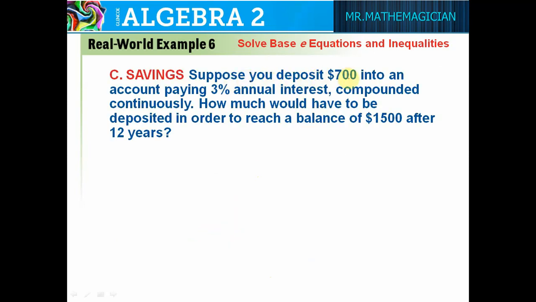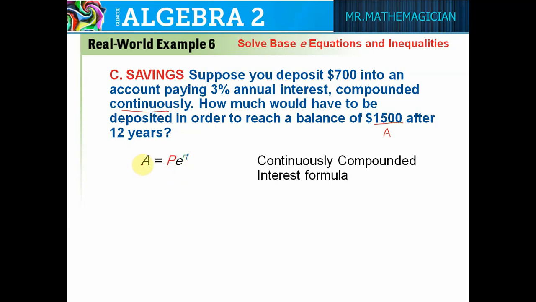Suppose you deposited $700 into an account paying 3% annual interest compounded continuously. How much would have to be deposited? We are asking for the P now, the original amount, in order to reach a balance of 1,500. This is the A given after 12 years.